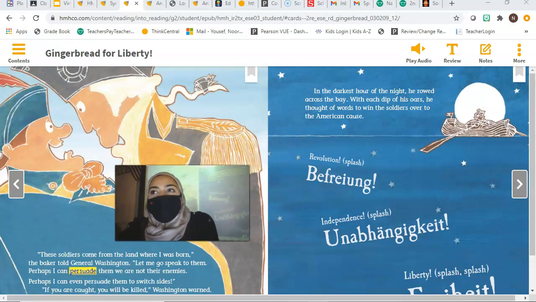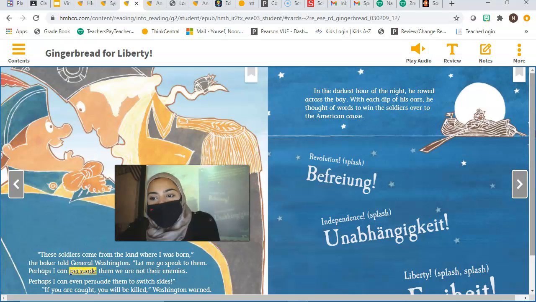The baker was very brave, right? Yeah, if they caught him, they would definitely kill him. They're not going to try to listen to him. He has to try to disguise himself and be careful and speak to the general of their group without anybody knowing who he is, right? Or they're going to kill him.